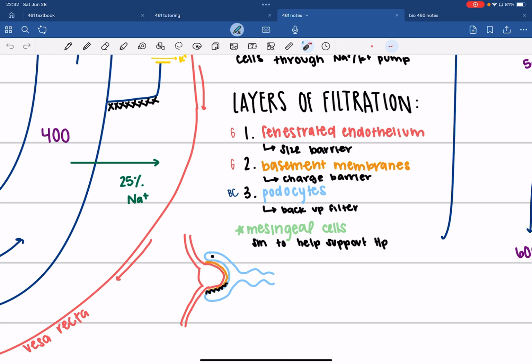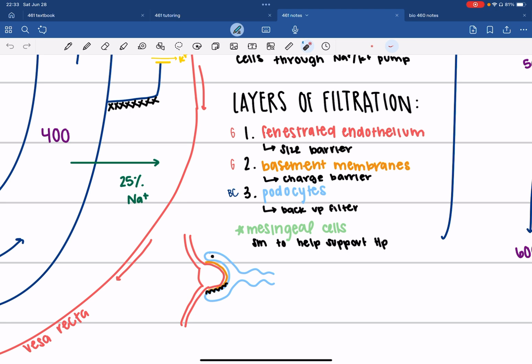So big things like red blood cells won't get through just because of little windows in the blood vessel. And then we have a basement membrane, which is going to be a barrier for charge right there. Small negative things will still be able to get through, like bicarb and chloride, but bigger negative things like albumin and proteins won't be able to get in, because that would mess up the concentration gradient and things like that.